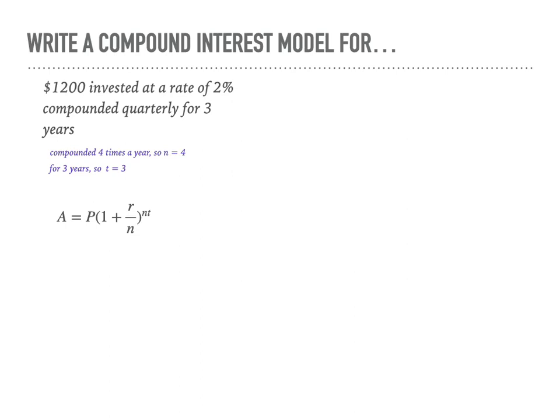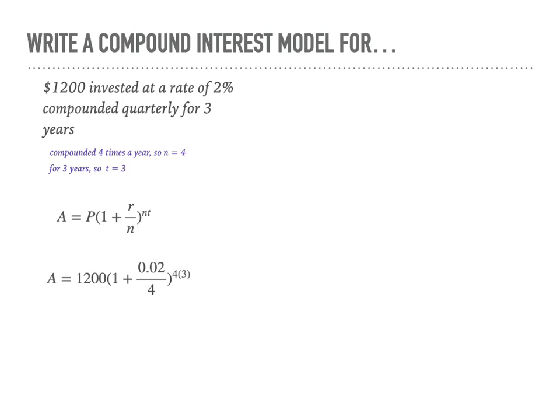We know it's compounded 4 times a year, so N has to equal 4, and that amount is compounded for 3 years, so T equals 3. Now we're going to use the formula that we covered in the previous slide, because the question is implying us to do so. And we just got to plug in the values that they're given.